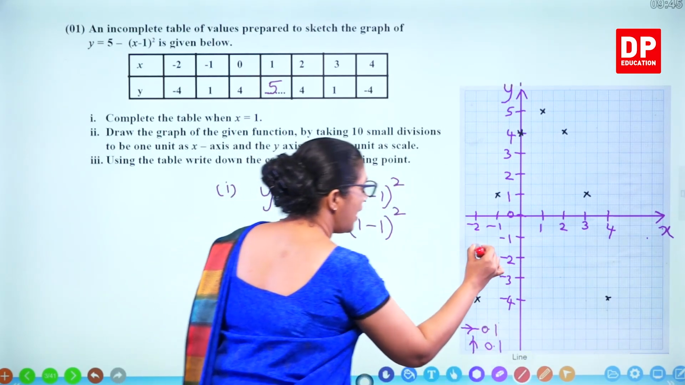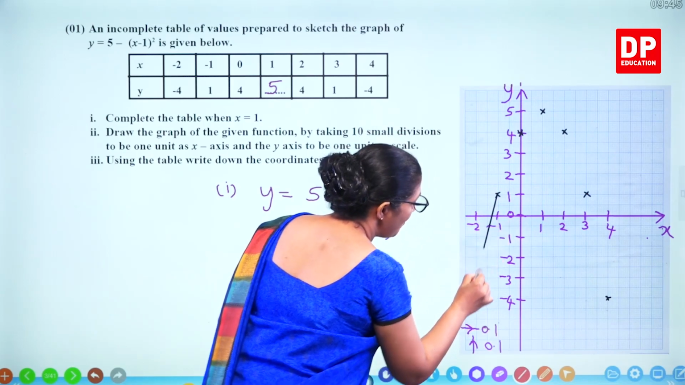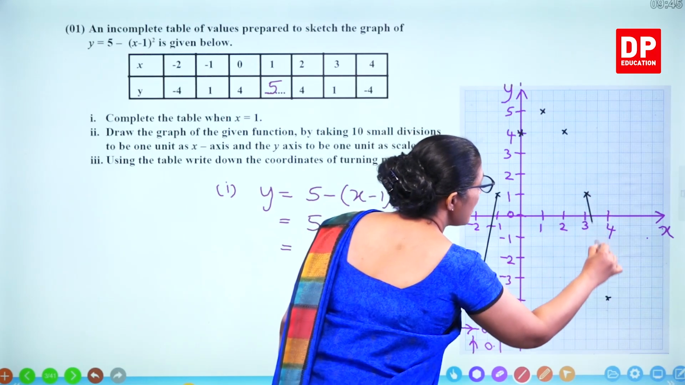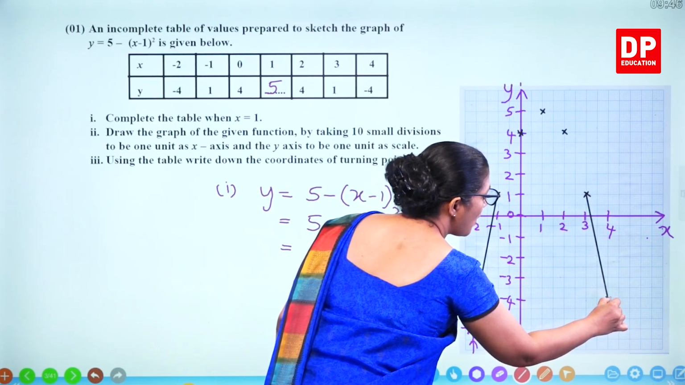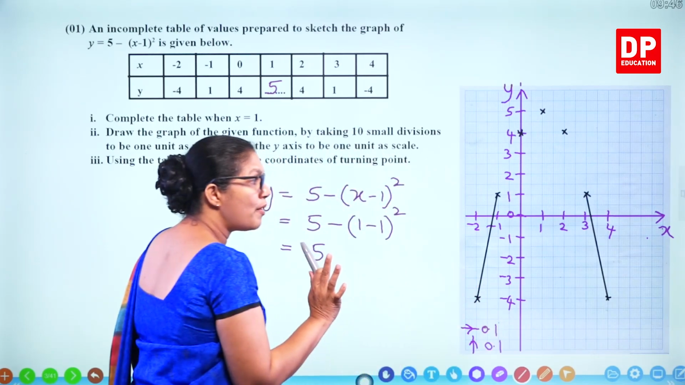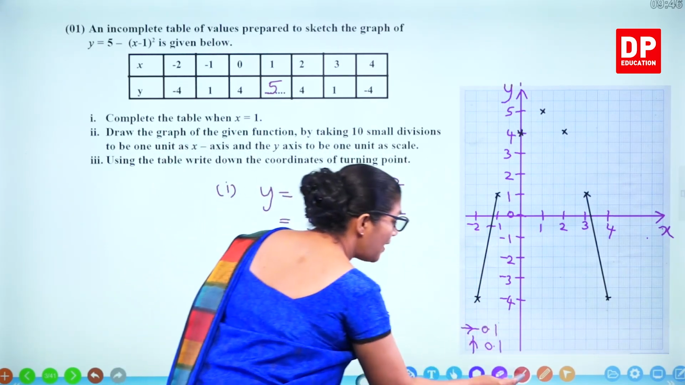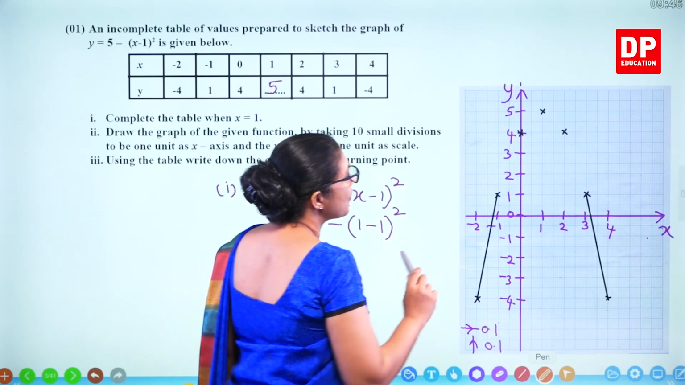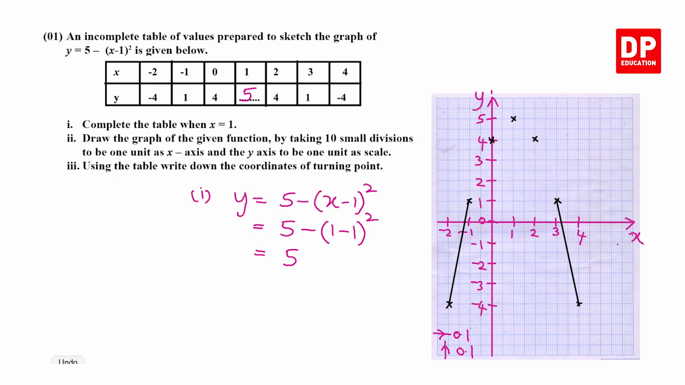Here, for some points you can just use the ruler, not for the other points. If you are shaky, you don't get it properly. That's why I am drawing with the ruler only for these points. And then you can smoothly connect the other points. So we'll do that now. We'll connect these points. So this is this point and we have to connect the other part. So this is the curve.